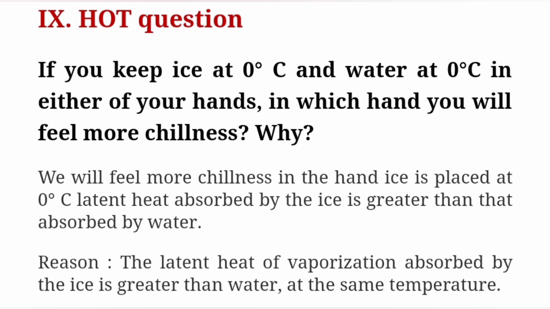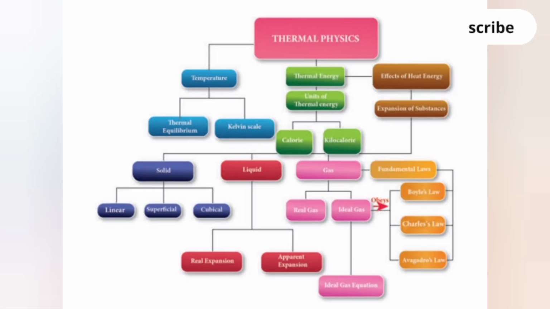Ninth Roman letter, HOTS question. If you keep ice at 0 degrees Celsius and water at 0 degrees Celsius in either of your hands, in which hand will you feel more chillness? Why? We will feel more chillness in the hand in which ice is placed at 0 degrees Celsius. Latent heat absorbed by the ice is greater than that absorbed by water. Reason, the latent heat of fusion absorbed by the ice is greater than water at the same temperature. Then draw this one.